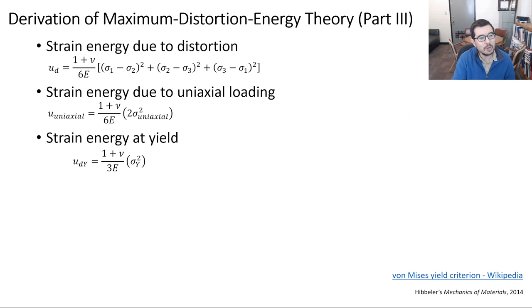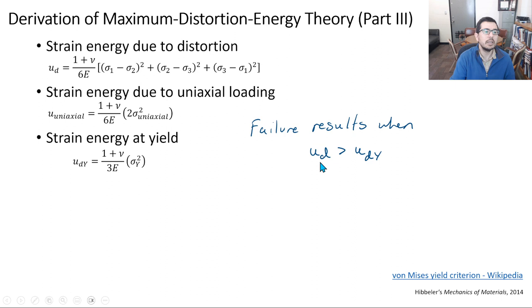This is cool. That means if the strain energy that we calculate for a more complicated state of stress exceeds the strain energy under uniaxial loading when you have yielding, there will be failure. So failure results when the strain energy due to distortion is greater than the strain energy due to distortion when using uniaxial loading and hitting the yield strength of the material.